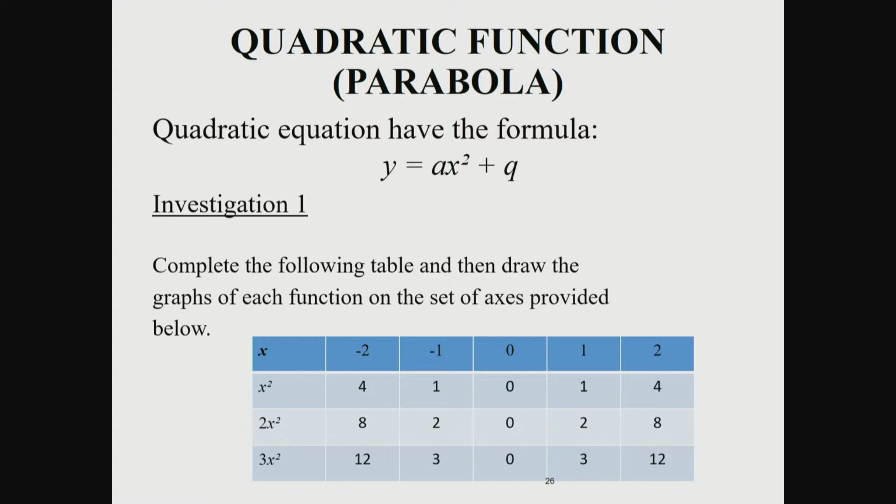The first investigation that you can do at your own pace is to complete the table and then draw the graph of each function on the same set of axes. Very important. This is a table. It means what you need to do is to sketch the graph of x squared. You complete the table and then you sketch the graph, and then you have 2x squared and then you have 3x squared. That is the most important part.